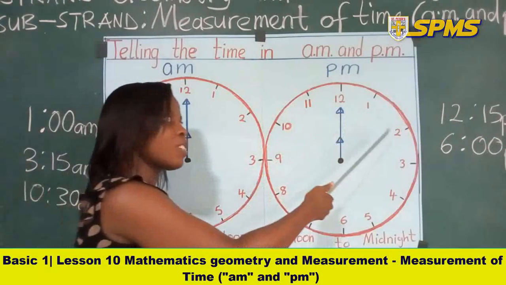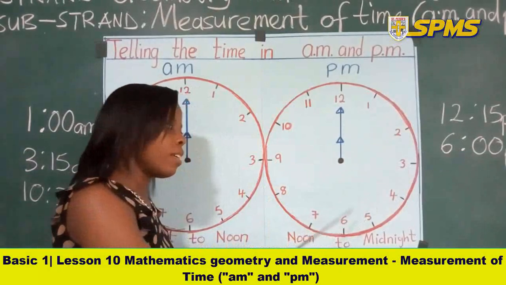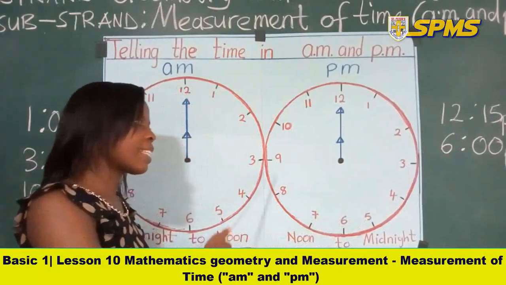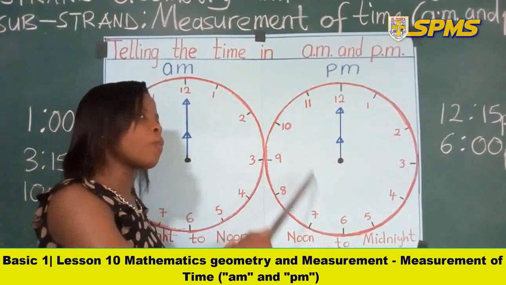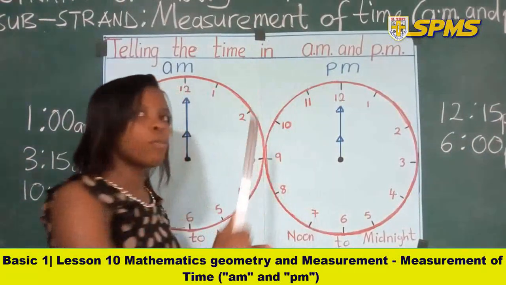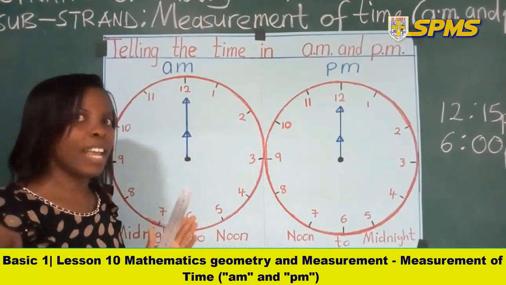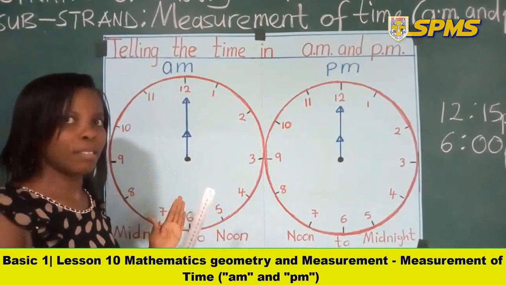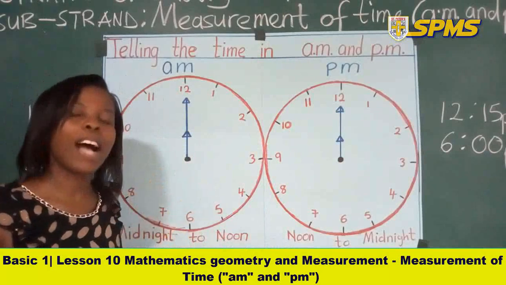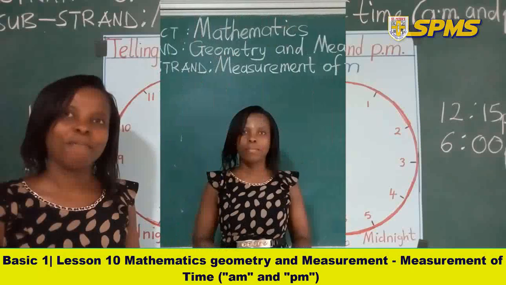So from 1, 2, 3, 4, 5, we are in the afternoon. 6, 7, 8, 9, 10, 11, we are in the evening. The moment it gets back to 12, we are in the midnight, and the day will end. Then we get our 24 hours in one day.